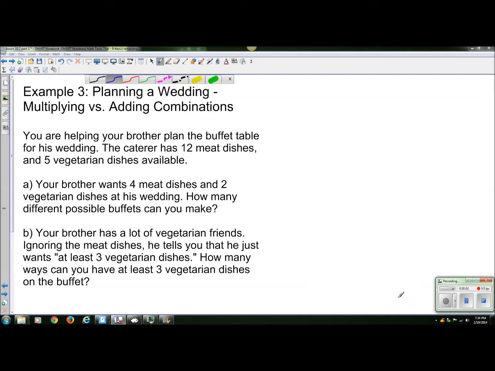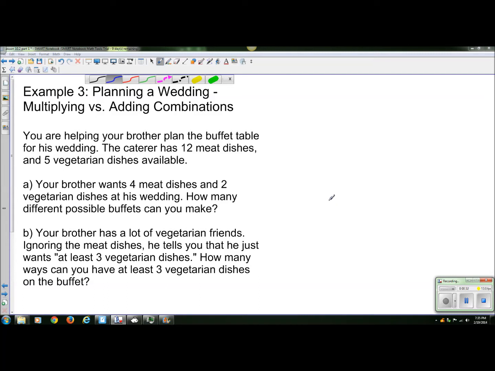We will now look at a more complicated example of a combination problem. In this example, we will look at how we decide whether or not to multiply or add combinations in more complicated problems. So here's the scenario. You're helping your brother plan the buffet table for his wedding. The caterer has a menu with 12 meat dishes and 5 vegetarian dishes available. Your brother wants 4 meat dishes and 2 vegetarian dishes at his wedding. So how many different possible buffets can you make?